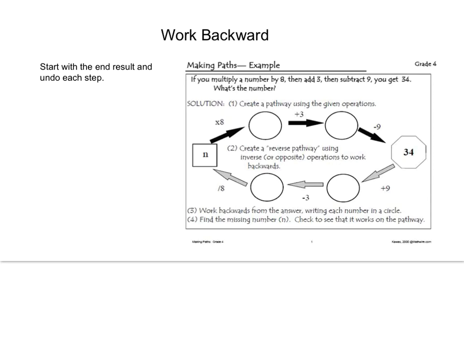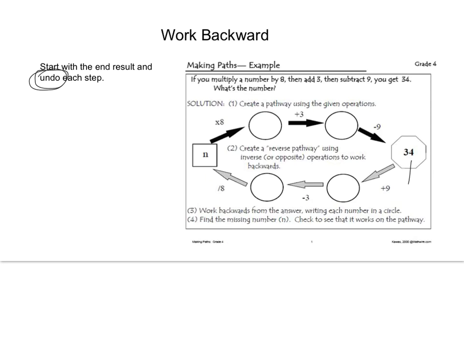If we look at our example, it says if you multiply a number by 8 and then add 3, then subtract 9, you get 34. What's the number? They give us the answer of 34, so we need to work backwards to figure out what this number is. We had a number, they multiplied it by 8, added 3, subtracted 9, and that's how we got 34. When you're working backwards, it's important that you undo each step. You're basically doing the opposite.